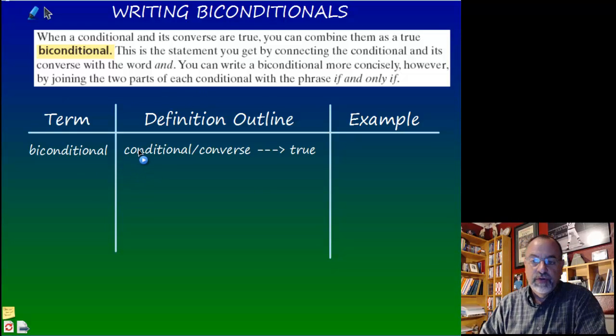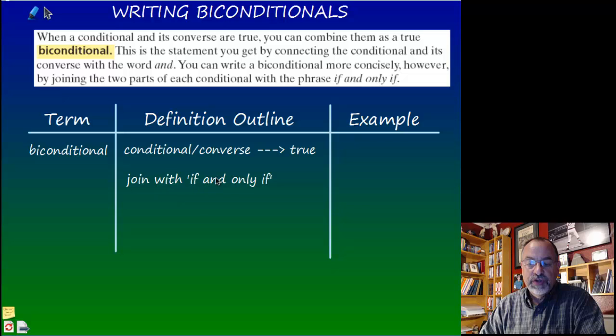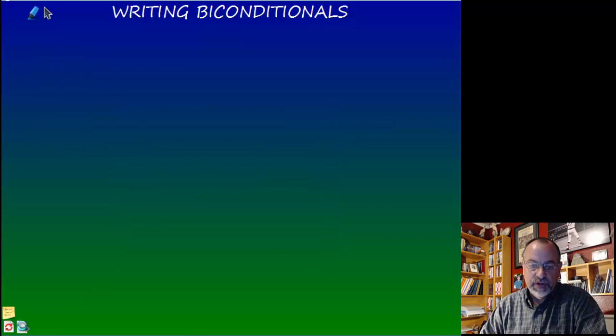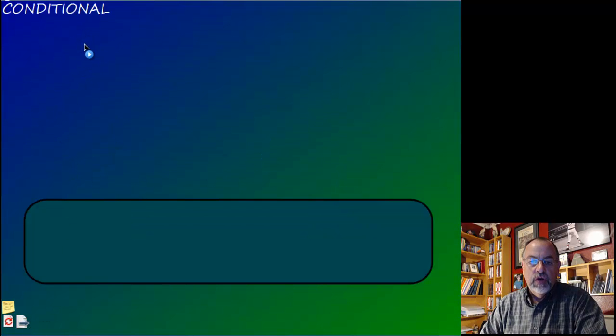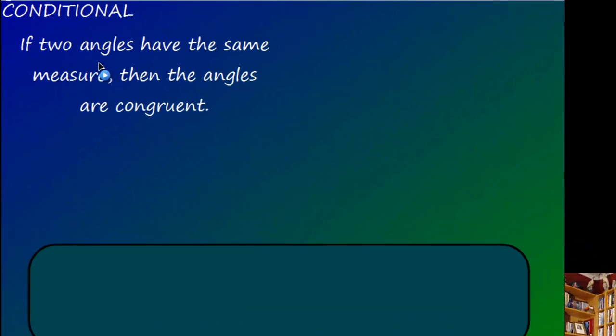Alright, so that kind of summarizes what a biconditional is by definition. Then we need to learn how to use it or how to make our own. So the conditional and the converse both have to be true, and if they are, we're going to join them together, or we're going to make a new statement using if and only if, and that's going to be our biconditional. So the first thing is, for example, we have to have a conditional that's true. So let's do an example.